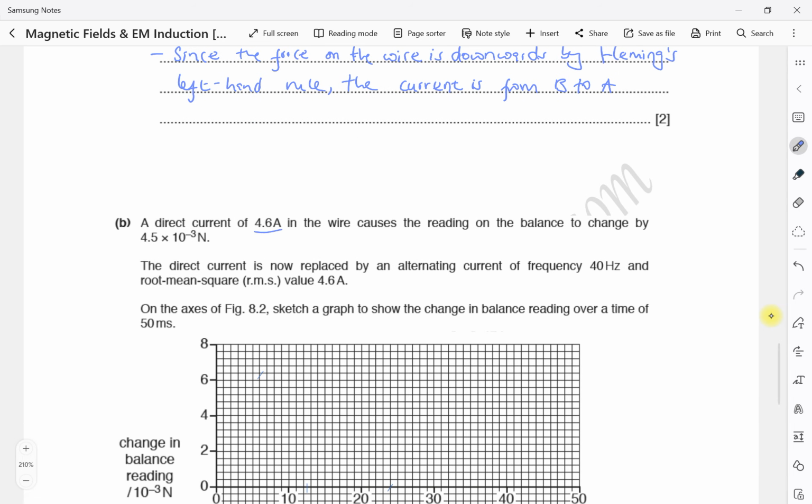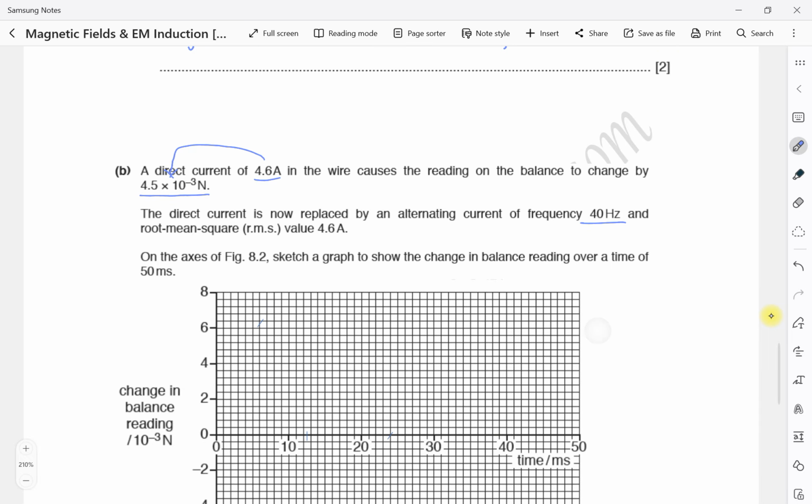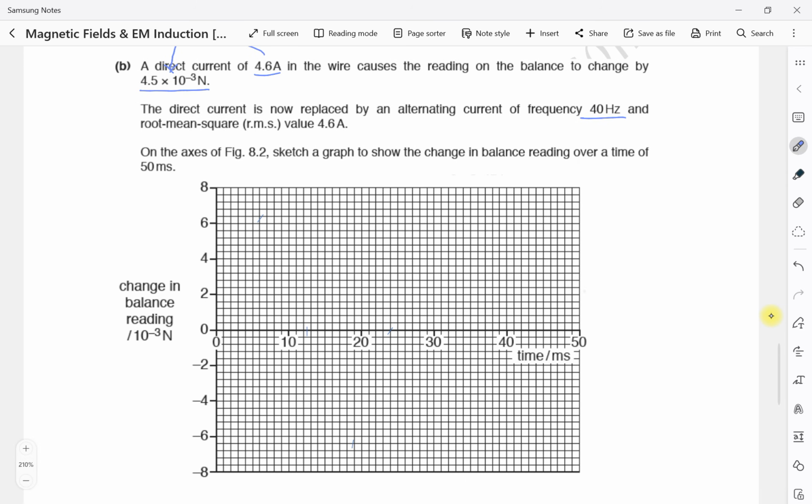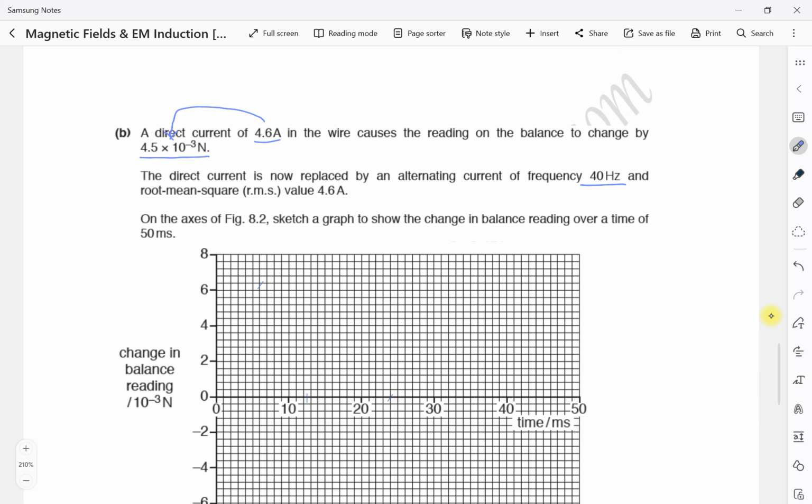A direct current of 4.6 amperes in the wire causes the reading on the balance to change by 4.5 times 10 to the power of minus 3 newtons. So 4.6 A DC causes the force to change by that. The direct current is now replaced by an alternating current of frequency 40 Hz. Frequency is 40 Hz, which helps us to find the period. On the axis of figure 8.2, sketch a graph to show the change in balance reading over a time interval of 50 milliseconds. Okay, so I'm going to start with the period.